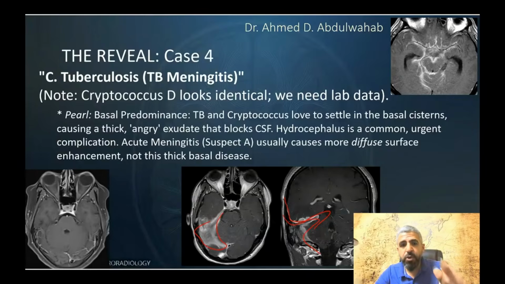Acute meningitis usually causes more diffuse surface enhancement, like this. This pattern of enhancement is bacterial meningitis, while this is a cryptococcal meningitis. Just like TB, it's in the basal cistern and it's thick basal meningitis. This is the TB meningitis, this is the cryptococcal, and this is the bacterial meningitis. Now, let's go to the final case, the challenge case number 5.